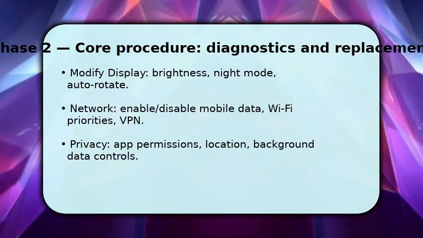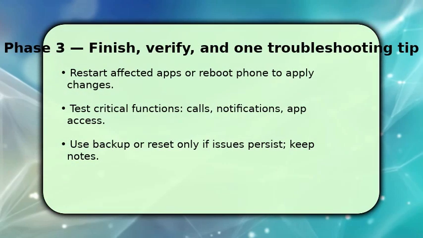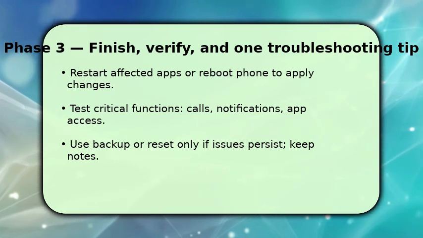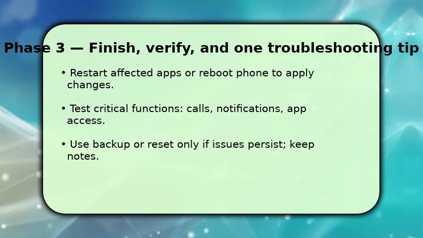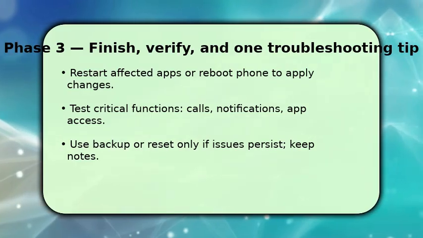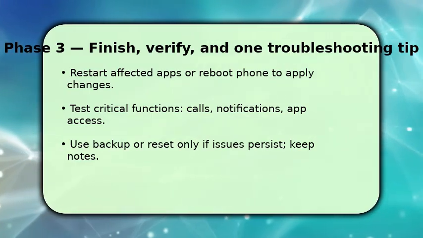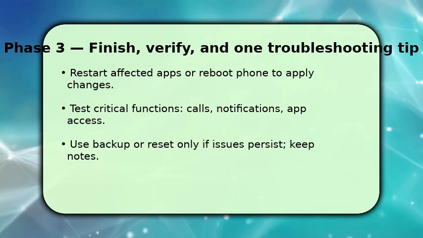You finish by applying and verifying changes. Once done, restart any apps whose permissions you altered, or reboot the phone to ensure system settings take effect. Then test critical functions. Make a quick call, check notifications, and open apps that rely on changed permissions.